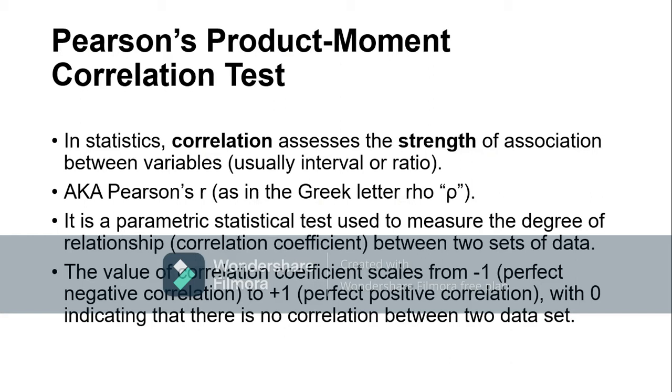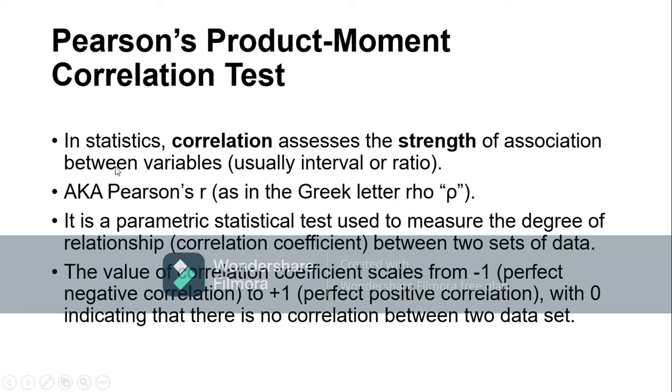Plus, this correlation or this Pearson's R is a parametric test, whereas chi-square is a non-parametric test. This is used to test or measure the degree of the relationship, or the correlation coefficient, between the two sets of data given.